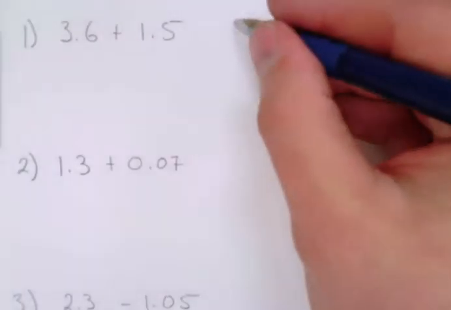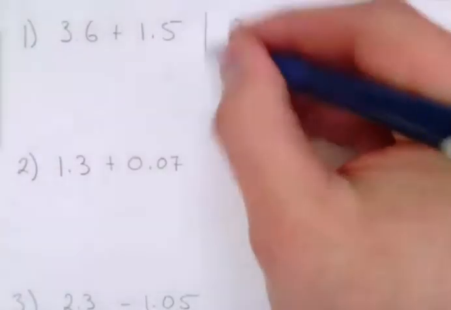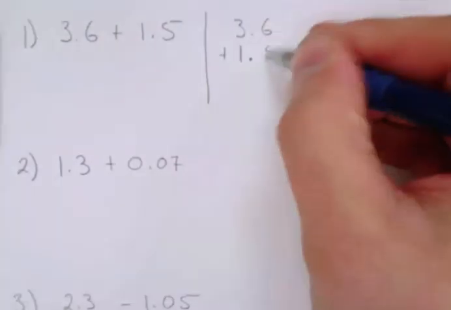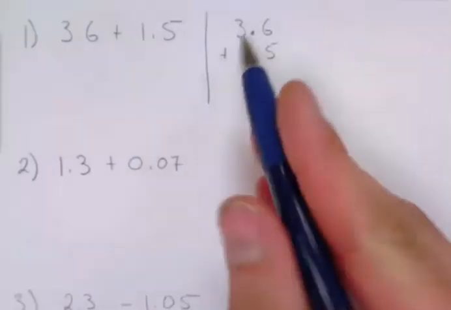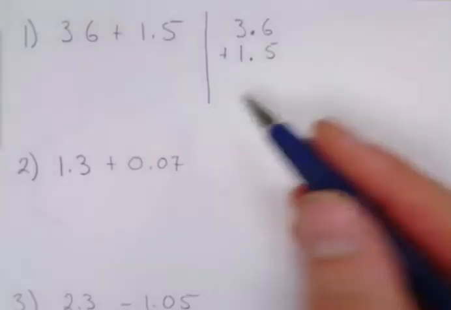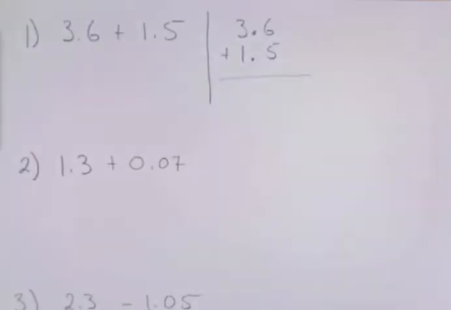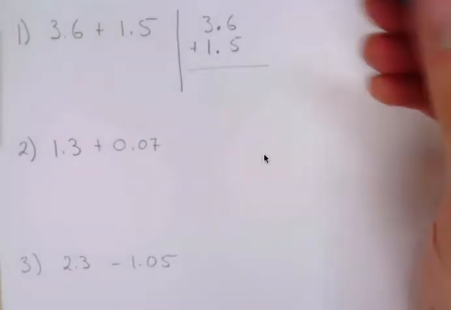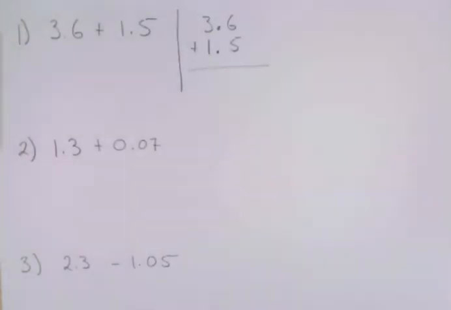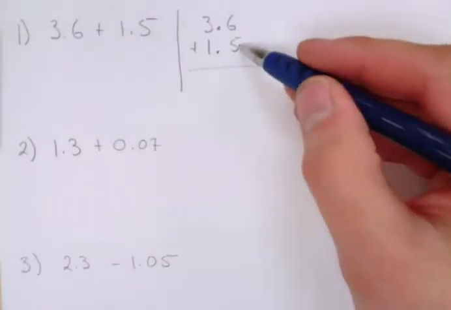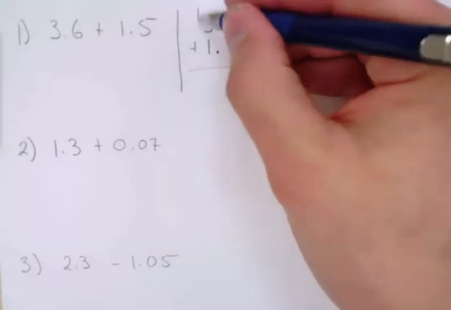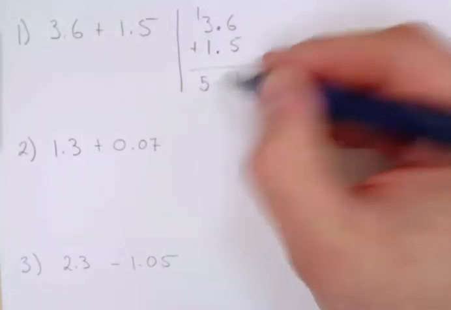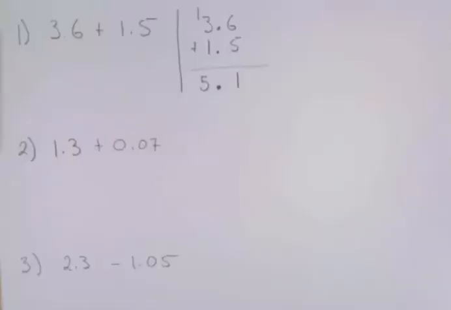So we're going to look at 3.6 and we're going to add 1.5. Now the key thing is the decimals, once again, must be lined up. Okay? So now that my decimals are lined up, I'm just going to continue adding like I would normally. So right here we're going to have 6 plus 5 is 11. Carry the 1. 3 plus 1 is 4 plus 1 is 5. And we're going to put our decimal right where my answer should be.